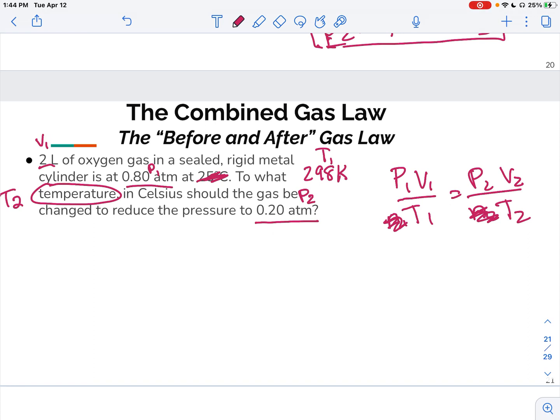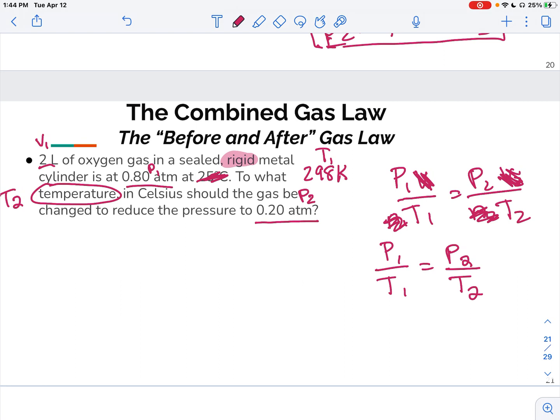Okay, so here, because it only says 2 liters of oxygen gas and then it doesn't tell you that the volume changes, that means you assume it doesn't change. Another way we can see that is this word rigid. It just means that it can't change volume. But if you didn't know that word, that's okay, because we don't have another volume. So we can get rid of the volumes. So now we have P1 over T1 equals P2 over T2.